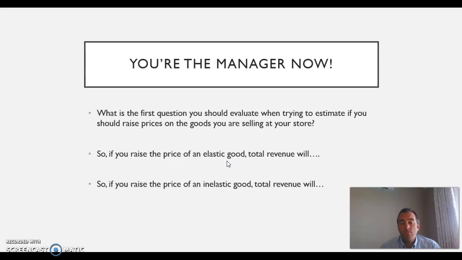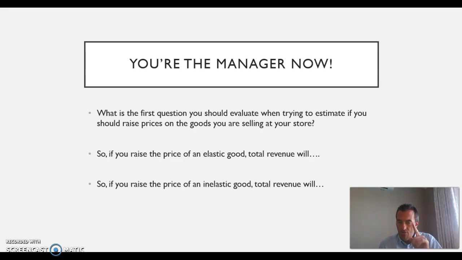So, if I'm a manager and I raise the price of an elastic good, what do you think is going to happen to total revenue? Elastic good, I raise the price. Total revenue is going to do what? Let's think about this. It's a good that people really don't need. Price increases, they're probably not going to buy as much. Total revenue will decrease. If it's an inelastic good, people really need it, so total revenue will increase.